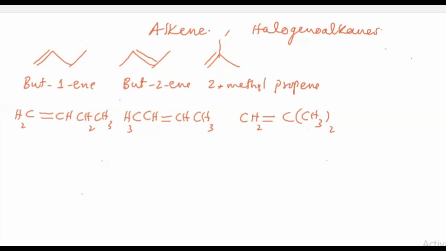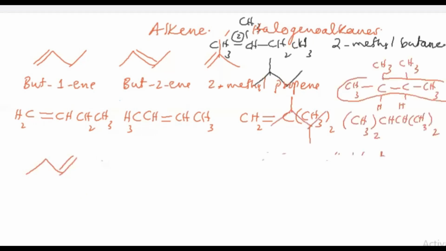Now, if we have a structure like this, another structure that we have, with the branch and the double bond on the same organic compound. Now here you have to use the priority order.